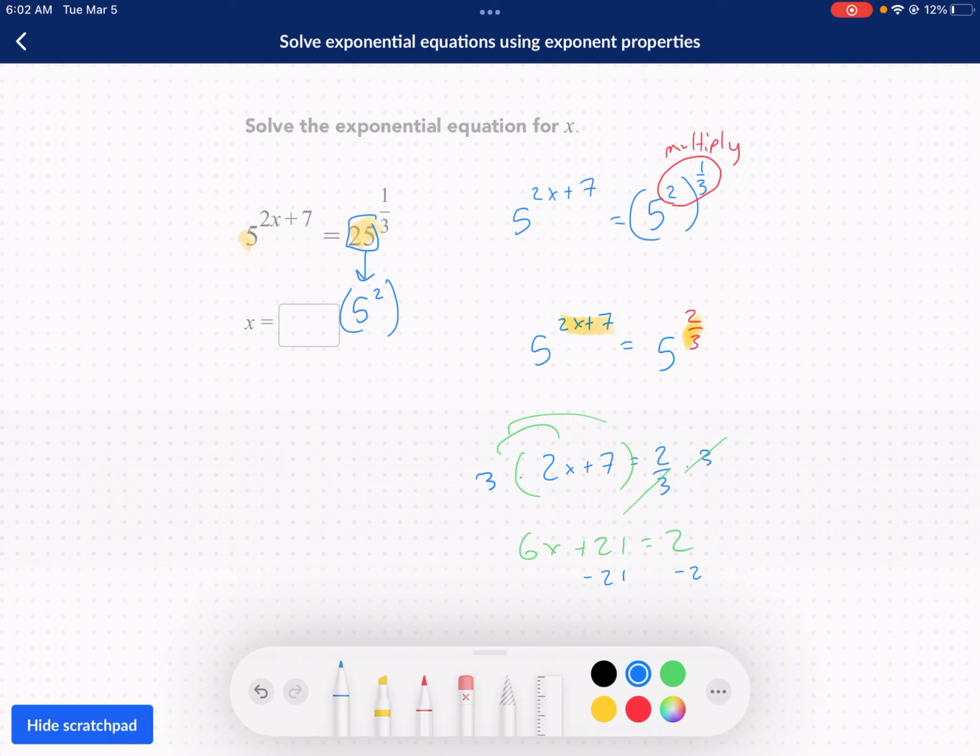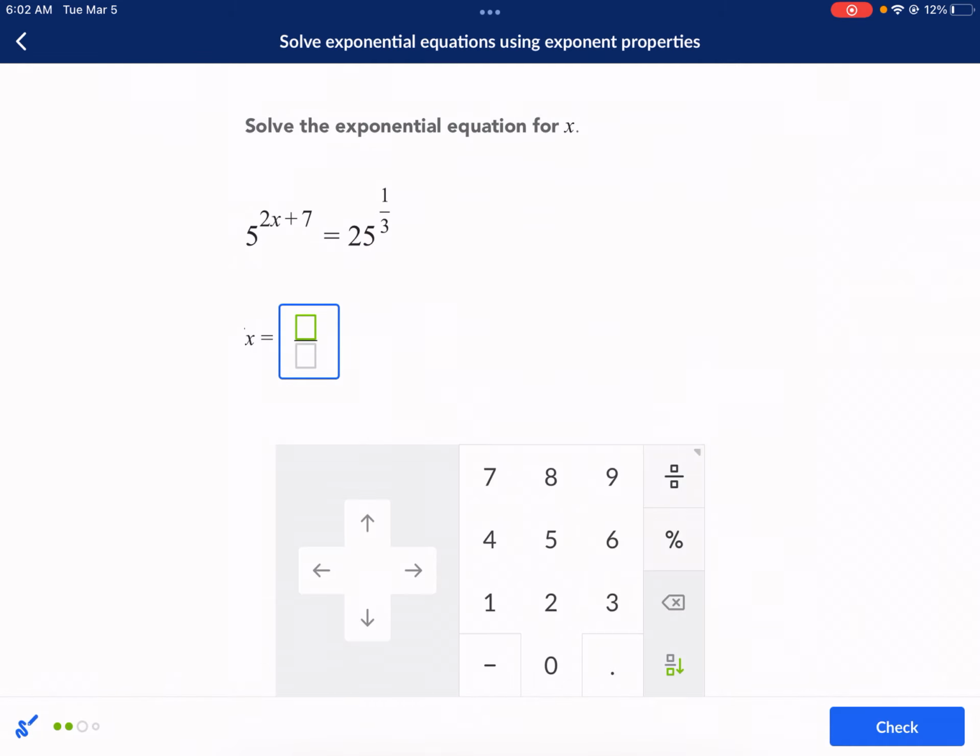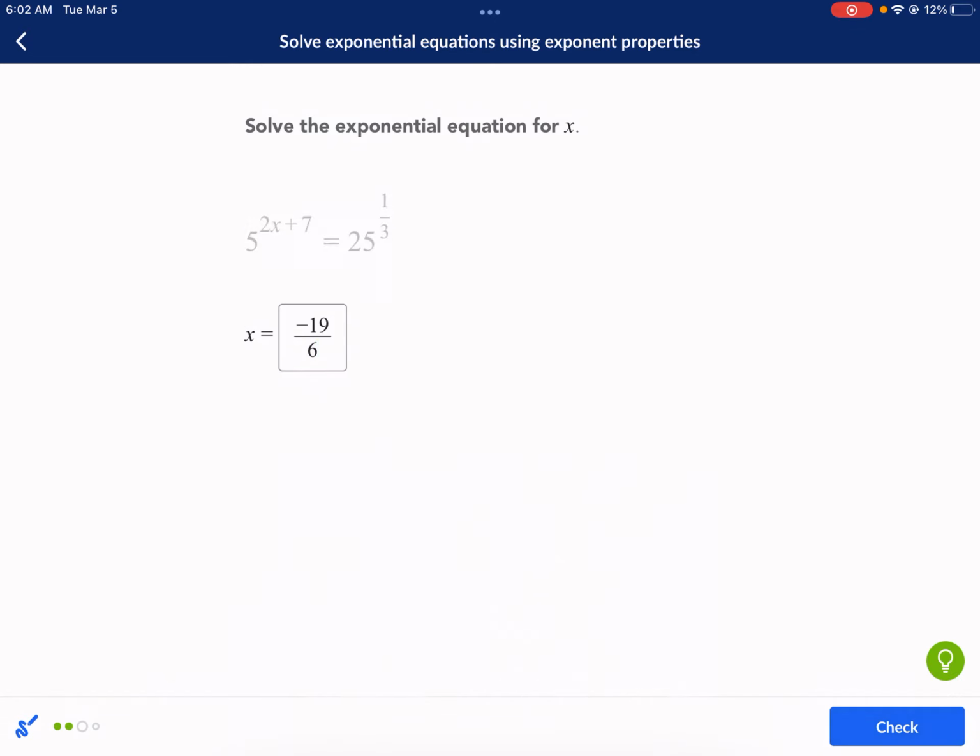Minus 21, minus 21. I'm going to get negative 19 and then 6x on the left. And then I divide by 6. And I get negative 19 over 6 as my value for x. Let's type that in. Negative 19 over, I said it immediately and forgot. All right, we have one more to go.